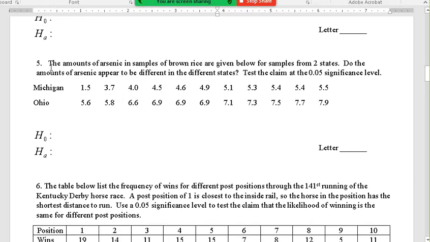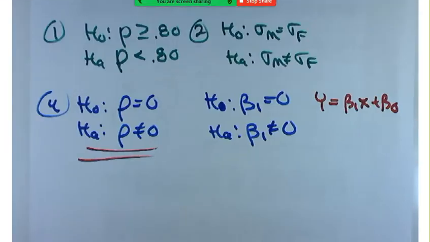All right, that moves us down to this one. The amount of arsenic in samples of brown rice are given below for samples from 2 states. Do the amounts of arsenic appear to be different in the different states? Test a claim at a 5% significance level. All right, so it has a feel of being back in chapters 8 and 9 again, testing parameters.